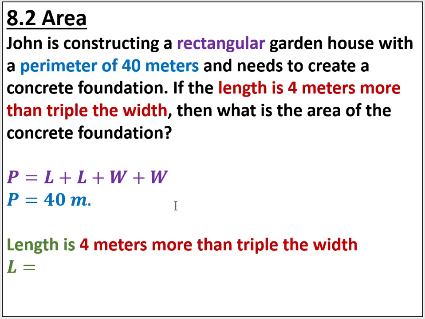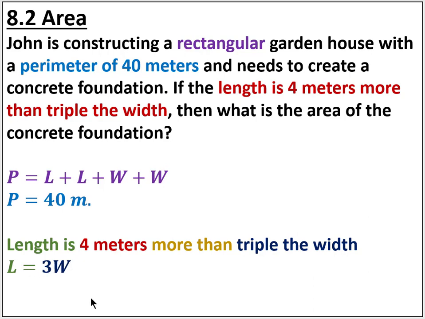Next, we're going to identify the part in this phrase, more than. So when it says more than, that means that we're going to be adding. Now before I put in the plus sign, we have to follow up with triple the width. The reason is because it's after the phrase more than. So where it says triple the width, we're going to put that first in the equation, meaning after the equal sign. So when it says triple the width, that means 3W after the equal sign.